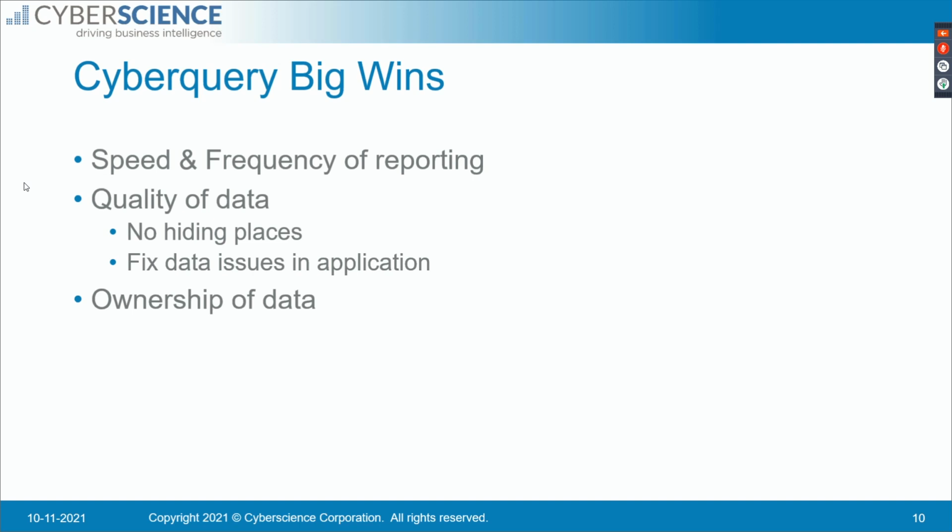The quality of data. There's no hiding places with the data when reporting. When the data is visible, any problems in the data are also visible. So they had to go into the application to fix the data issues. This resulted in the overall quality of the data being stored now being much, much higher. Users started to take ownership of the data.